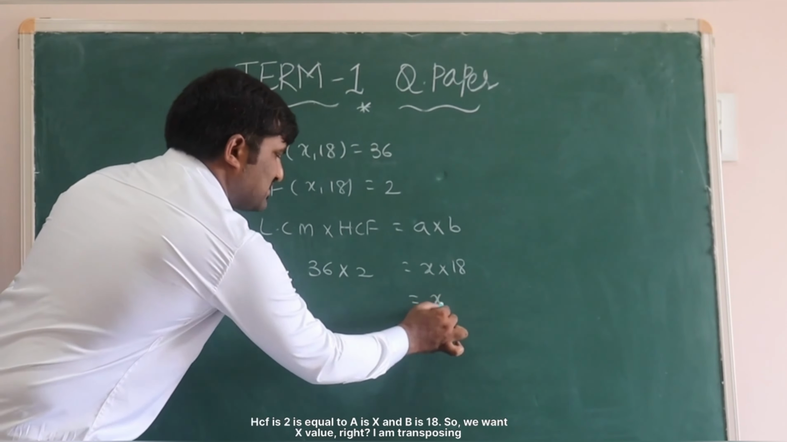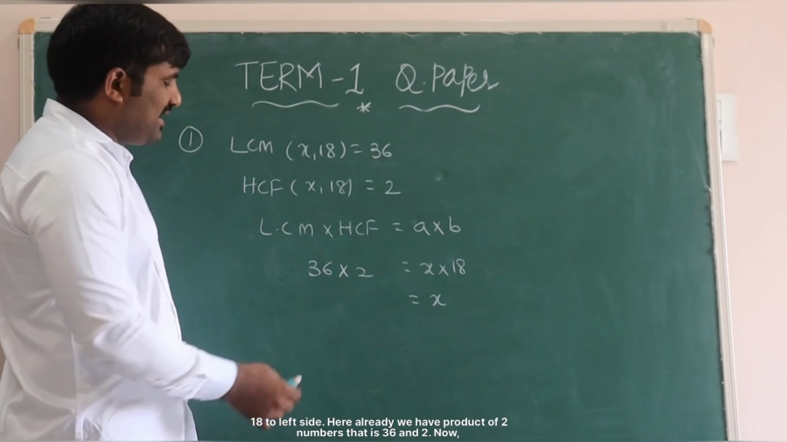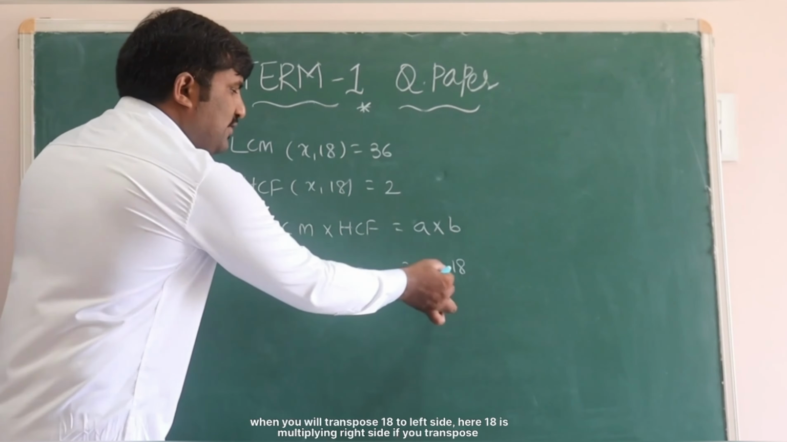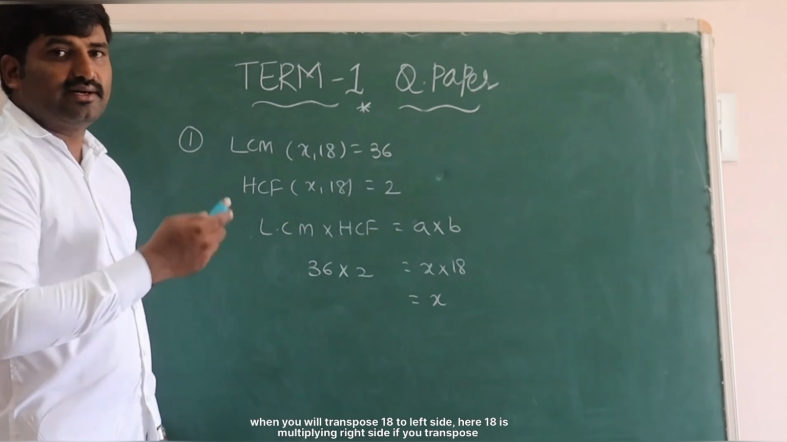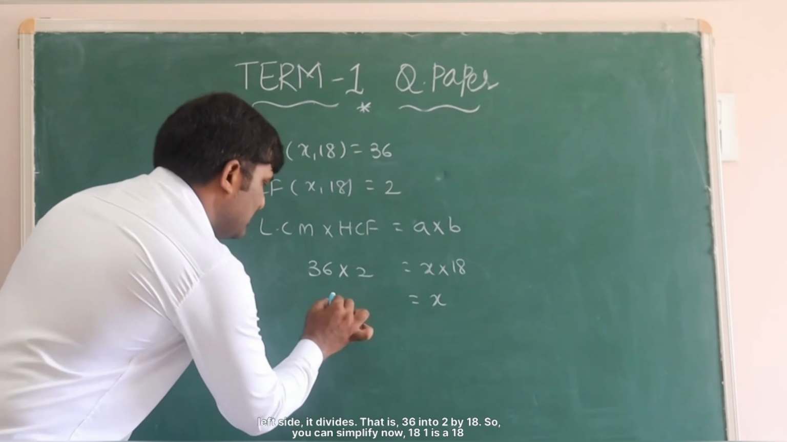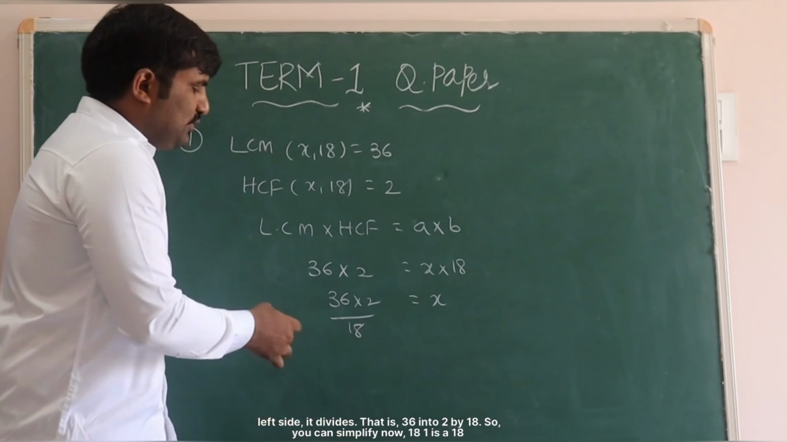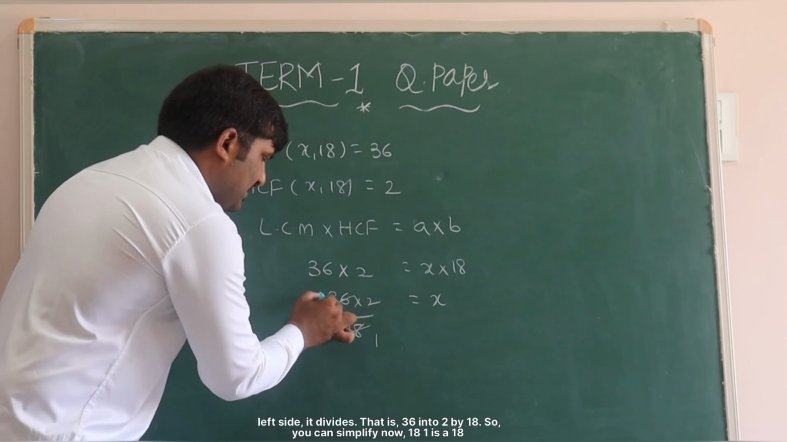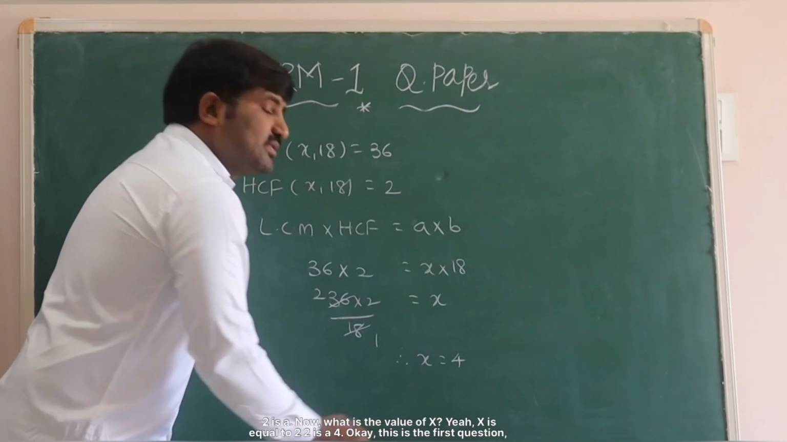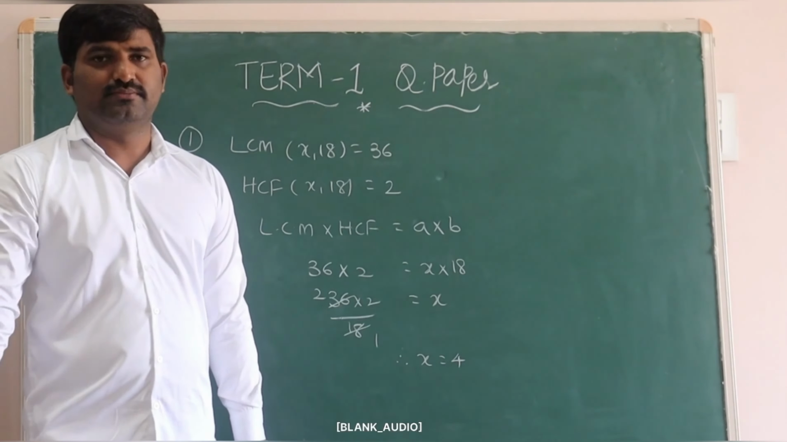So we want the x value, right? I am transposing 18 to the left side. Here we already have the product of two numbers, that is 36 and 2. When you transpose 18 to the left side, here 18 is multiplying on the right side, so if you transpose it to the left side, it divides. That is 36 into 2 by 18. So you can simplify now. 18 ones are 18, 18 twos are 36. Now what is the value of x? Here x is equal to 2 twos are 4. Okay, this is the first question, first MCQ.